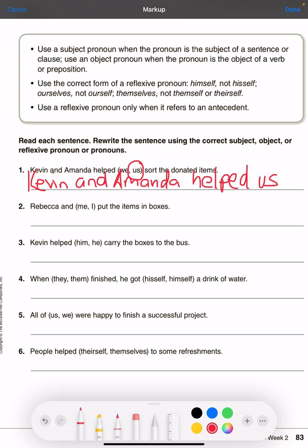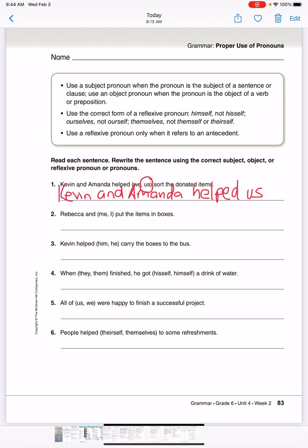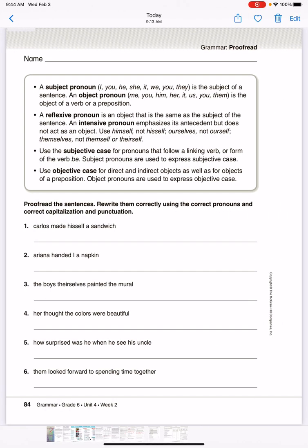All right. And then, moving right along, two more pages of this. This is an editing, a proofreading page. So it tells you at the top, this is all review. It tells you the subject and object pronouns, reflexive and intensive, subjective case, objective case. Proofread the sentences, rewrite them correctly using the correct pronoun and correct capitalization and punctuation.